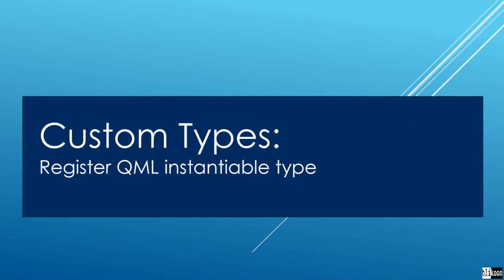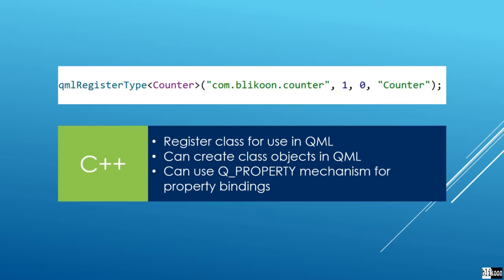In this lecture, we're going to see how to register your own types that you can instantiate on the QML side. The way you expose your data is really not that different from what we've been doing so far. You have to create a C++ class. The class has to inherit QObject. You have to have the Q_OBJECT macro. You also have the option to expose your properties using the Q_PROPERTY mechanism.